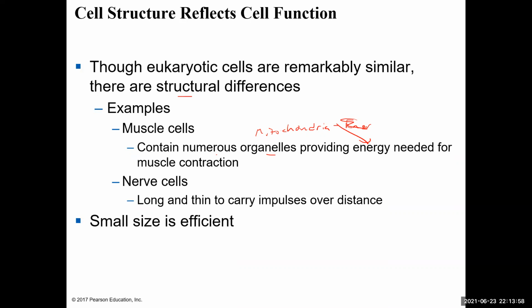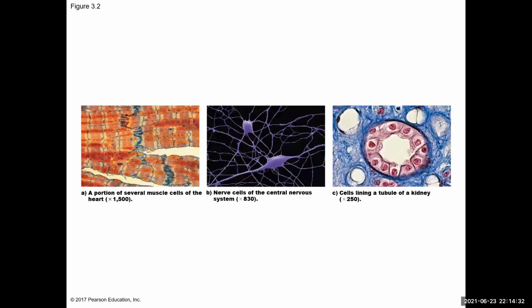And that's because that nerve cell is used to carry impulses, action potentials, as we'll learn, over a long distance, say up our spinal cord, or from our fingertip to our spinal cord, or vice versa. And what's really important is the small size of cells. So cells being small actually provides an advantage of being really efficient in terms of moving material in and out of those cells. And we'll look at why that's the case here in a few slides.